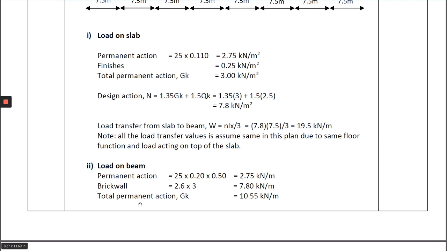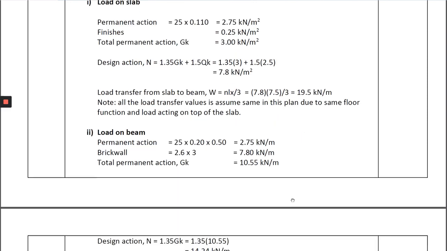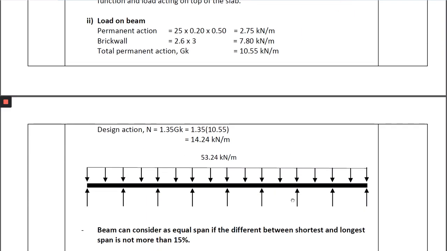Next, we have to calculate the load on the beam, which is the permanent load, which is the surface of the beam and then the brick wall, and the total GK is 10.55 kilonewton per meter. Then the design action N is equal to 1.35 GK. So here I'm only calculating the permanent action, not the variable action, because the variable action is already calculated on top of the slab, so it will transfer from slab to the beam. That's why on the beam itself, the load is only permanent action.